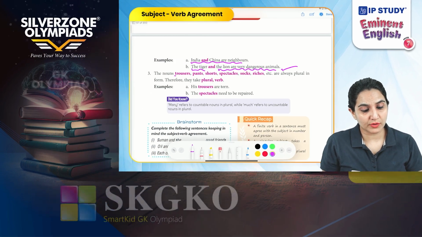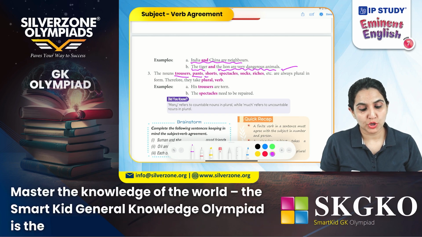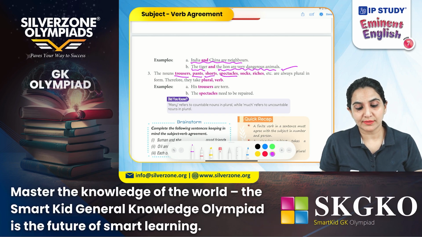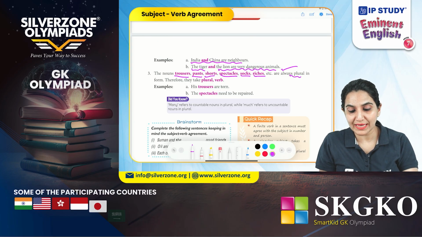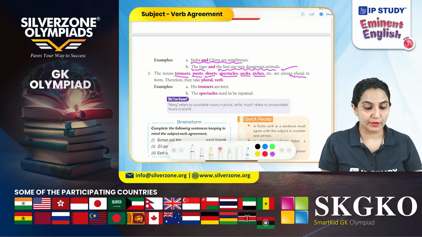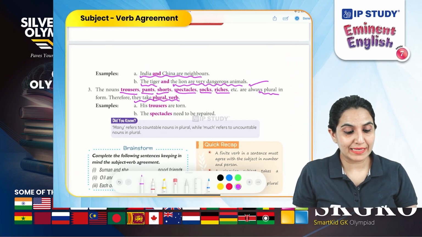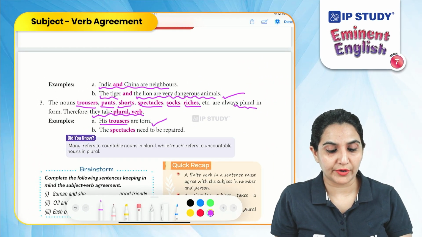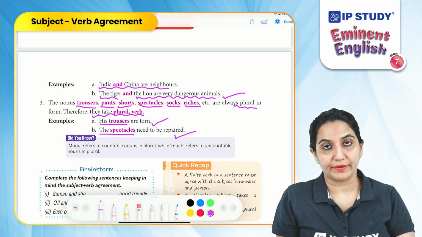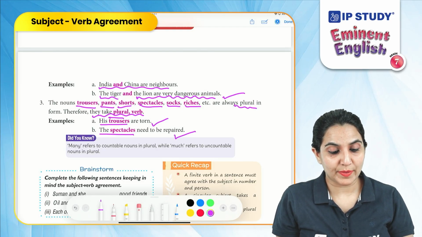The nouns trousers, pants, shorts, spectacles, socks, riches, etc. are always plural in form. Therefore, they take a plural verb. Right? So, "his trousers are torn." "The spectacles need to be repaired." So, trousers and spectacles, they are plural subjects. So, we take a plural verb for them.